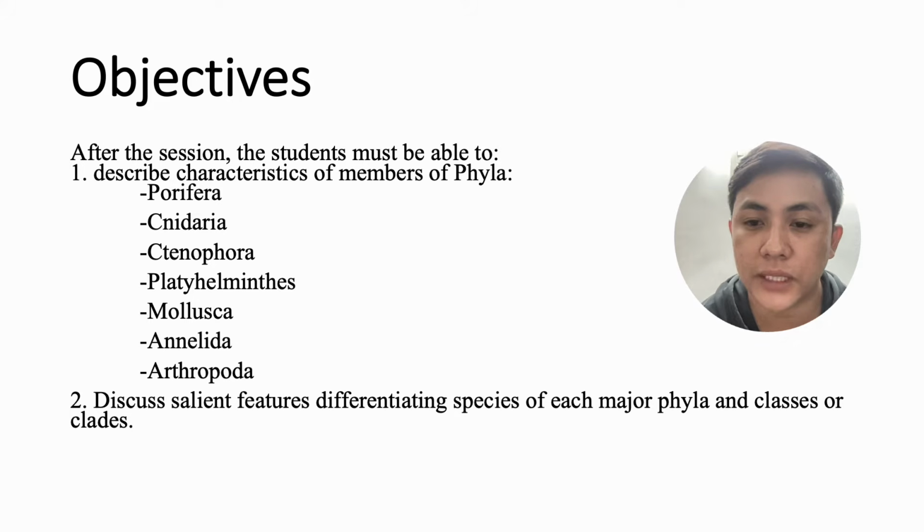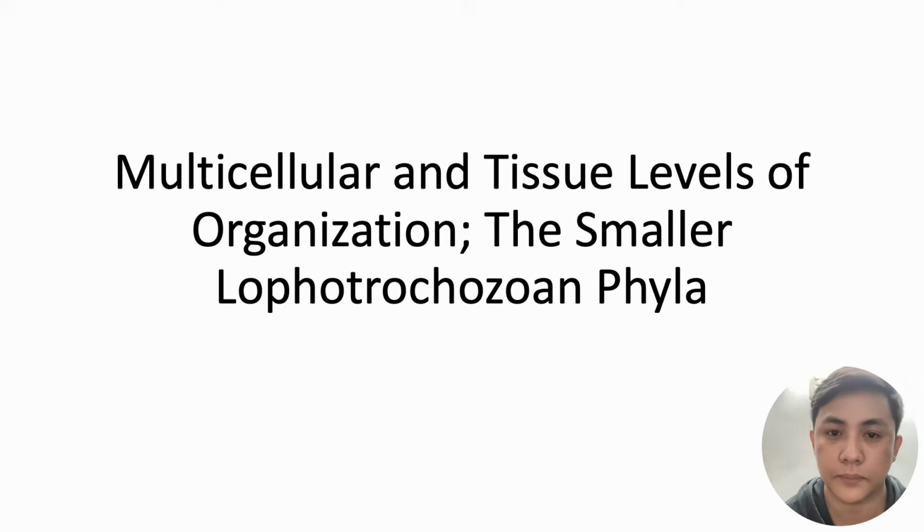After this session, you should be able to describe the main characteristics of 7 major animal phyla: Porifera, Cnidaria, Ctenophora, Platyhelminthes, Mollusca, Annelida, and Arthropoda. You'll also be able to compare and differentiate their unique features and body plans, so take note of patterns, symmetry, and body organization as we go along.